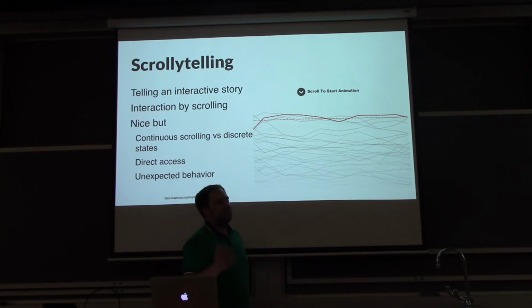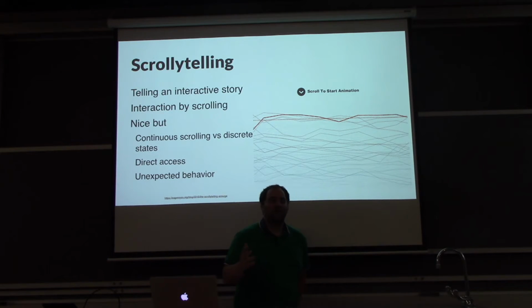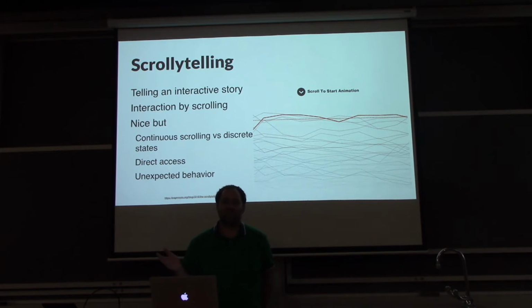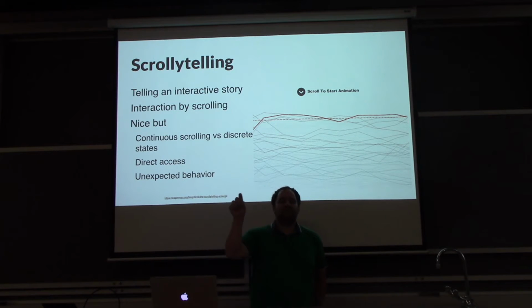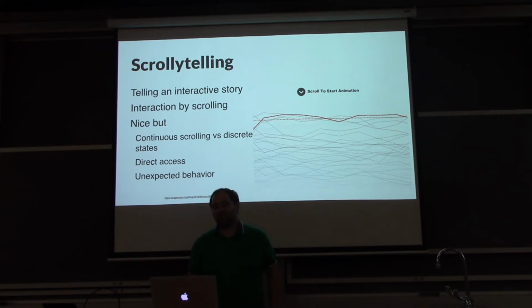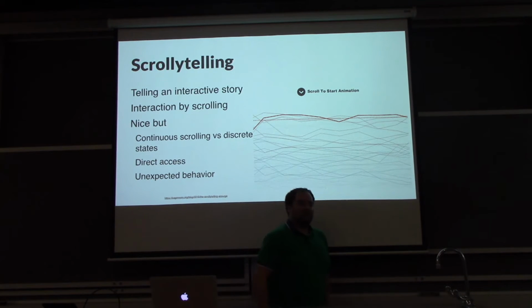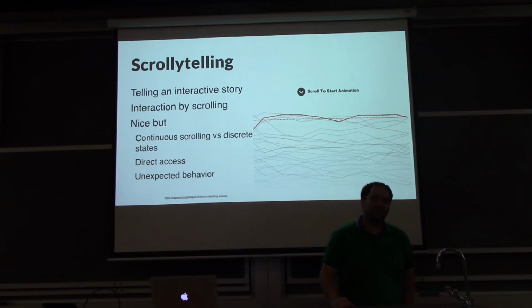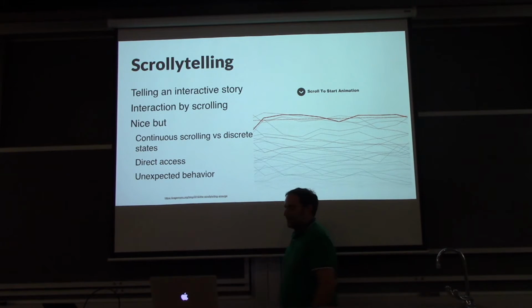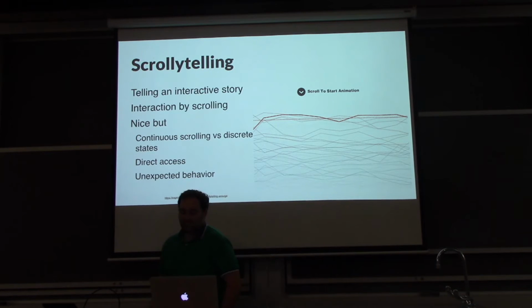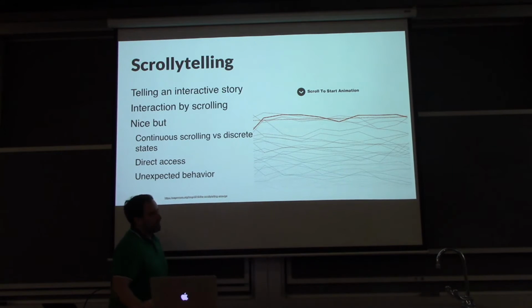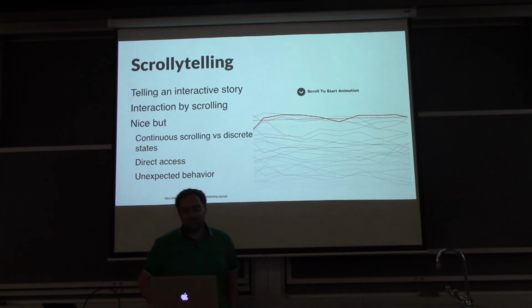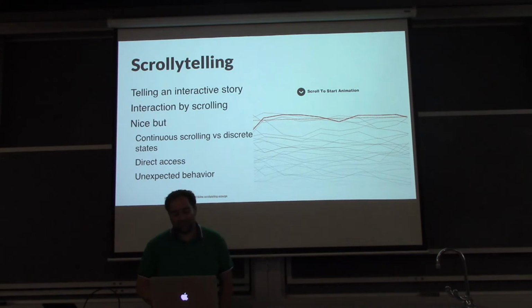You probably remember that when we looked at the New York Times piece, the many ways to slice Obama's budget, there were these buttons that you could click, and that would trigger a transition. Some research has shown that people don't really interact much with these steppers, and so people have tried to develop alternatives, and one of the alternatives is scrollytelling.